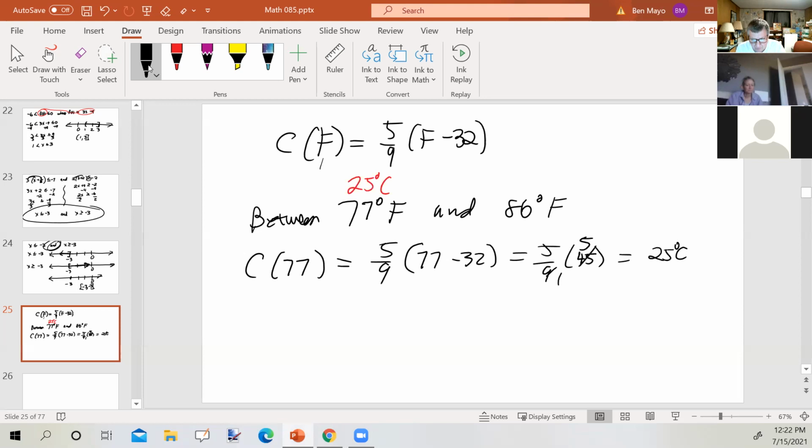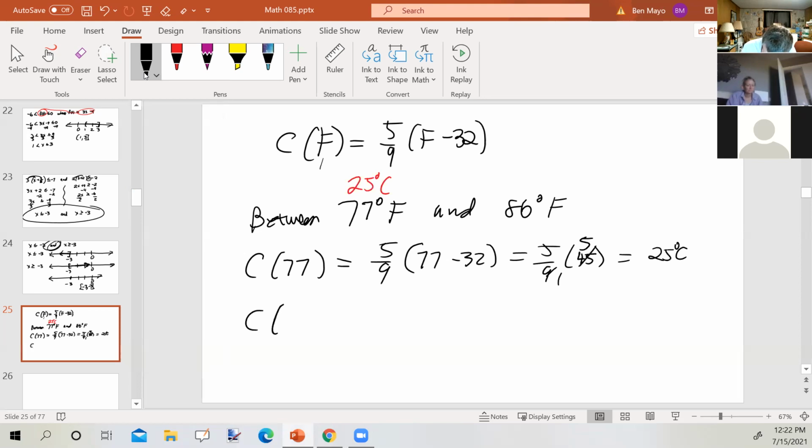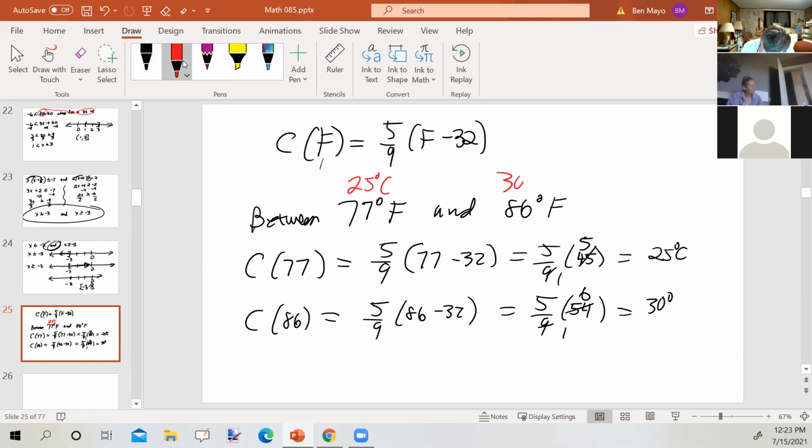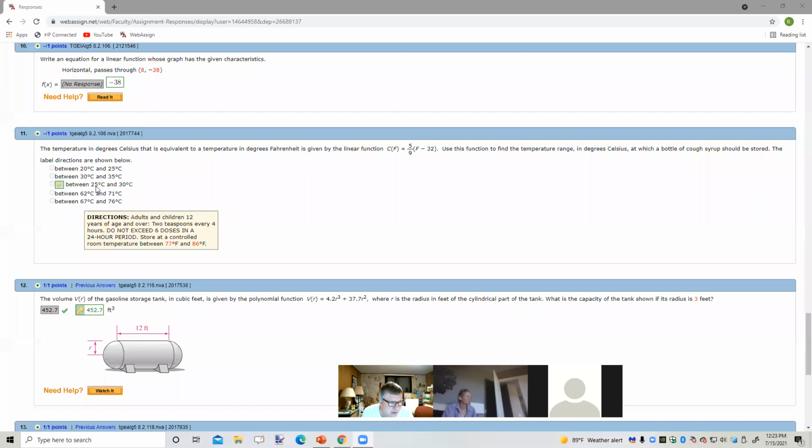Okay so far? Yes. All right. Now I need to figure out what 86 degrees Fahrenheit is. So C of 86 is 5/9 times 86 minus 32, which is 5/9 times, what is that, 54? 86 minus 32. 54 over 9 is 6 over 1, so this is 30 degrees Celsius. So, between what two temperatures? Between 25 and 30 degrees Celsius. So we go back to the WebAssign screen, and you see this one in the middle between 25 degrees Celsius and 30 degrees Celsius. Okay with that? Yes, thank you. You bet.